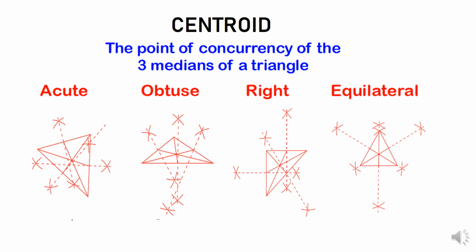This is what the centroid looks like, and you can see that this one's on the side, this one's outside again, this one's inside, and again the equilateral looks the same as always.